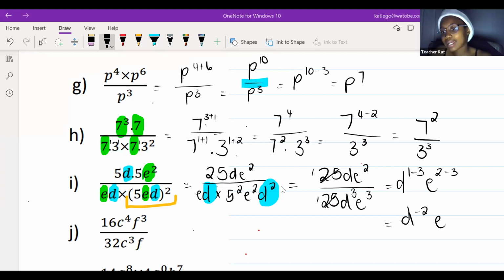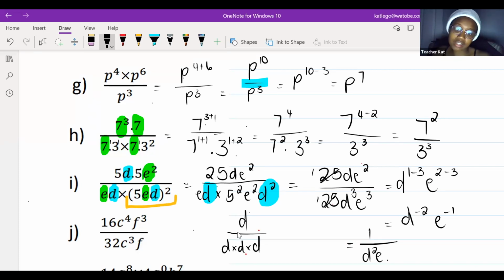But we don't like negative exponents, guys. How do we make these exponents positive? Think of the rule of reciprocals that I told you about. Yes, so we're going to take these to the denominator. So this will be 1 over d squared e. Okay. If you struggle with this concept, think about it. Remember, it was d over d times d times d, right? This d is going to cancel out with one of them, and 2 of them will be left in the denominator.